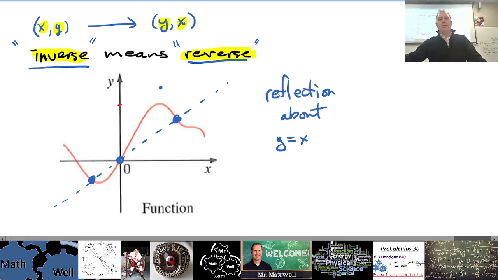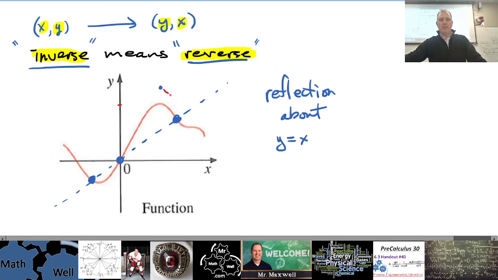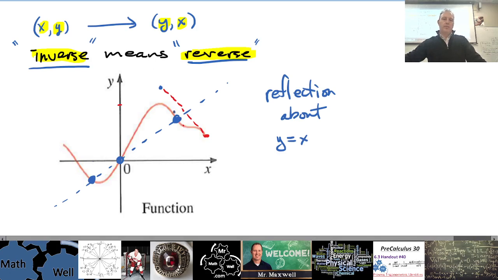And the other thing that you remember too is that each point is the same distance away from the y equals x line, formed at a perpendicular to that line. So if you take the distance from any point and you just send it across that line, you're going to have sort of your new point. Okay?